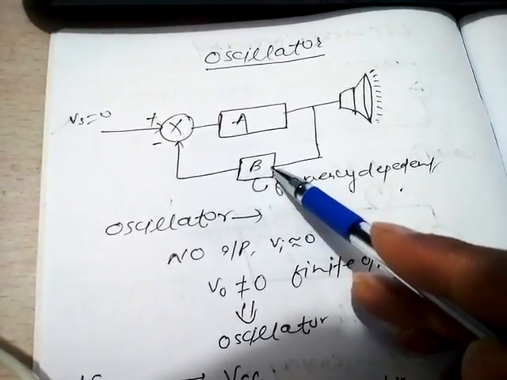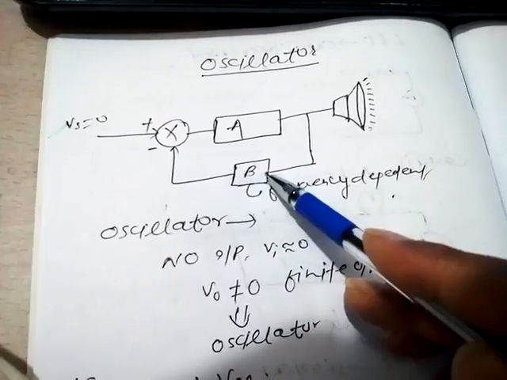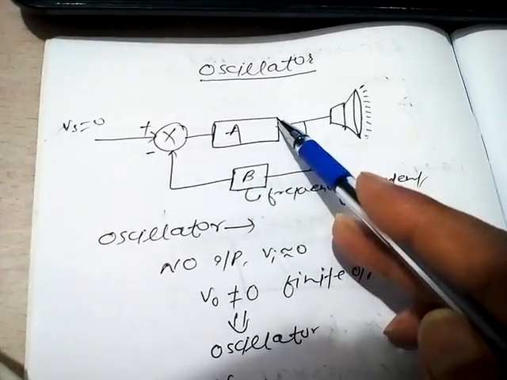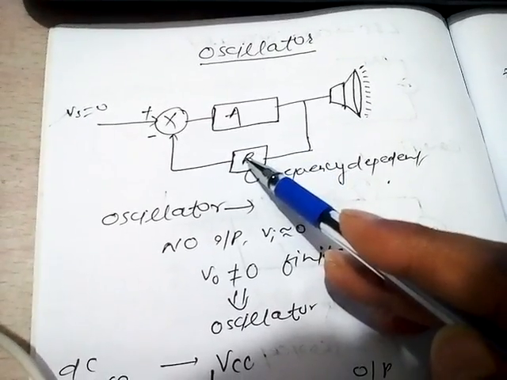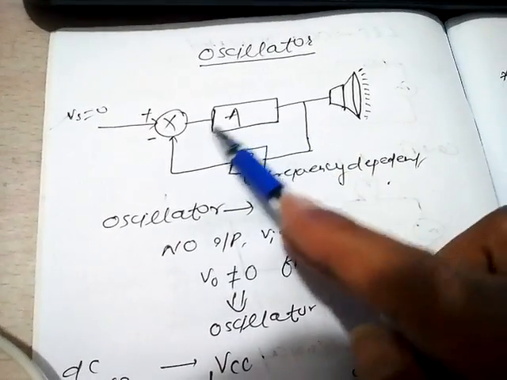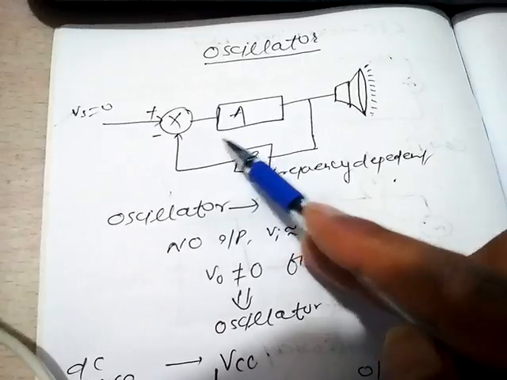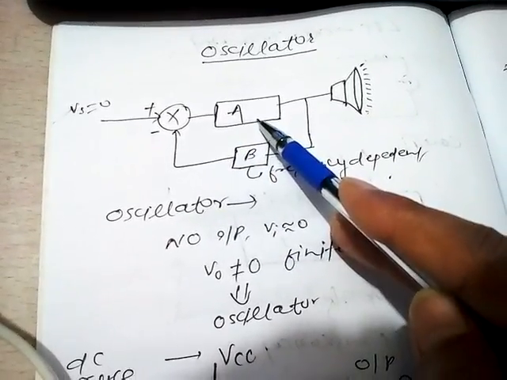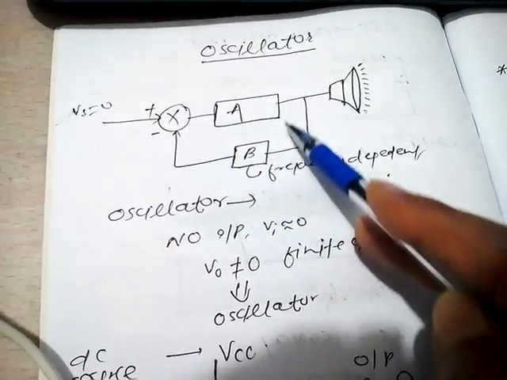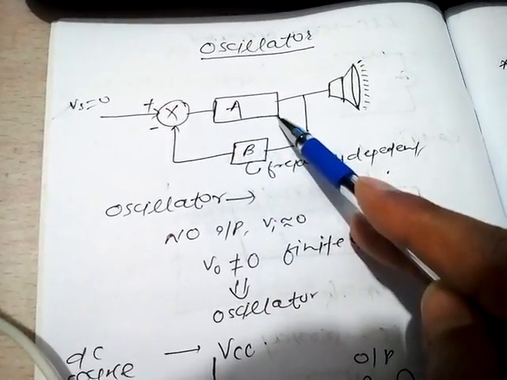First of all, I will introduce the basic meaning of the oscillator. What is an oscillator? An oscillator is simply a circuit which is used to generate a waveform as per our requirement. It can also be used in the designing of a waveform generator.